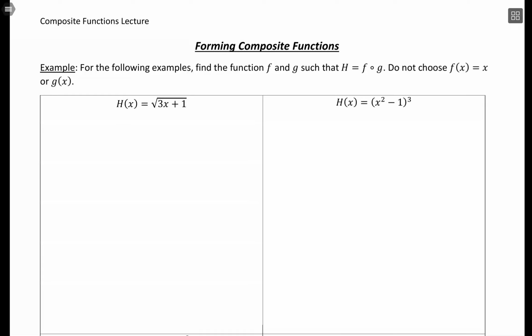So what we want to do here is kind of reverse the process. What if we have the composite function? Can we recognize what functions make up that composite function? Can we visualize the inner and outer functions?